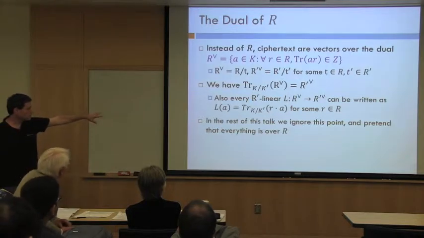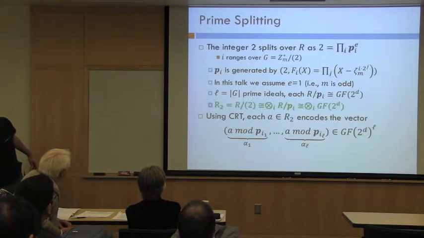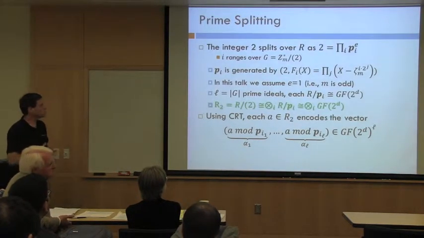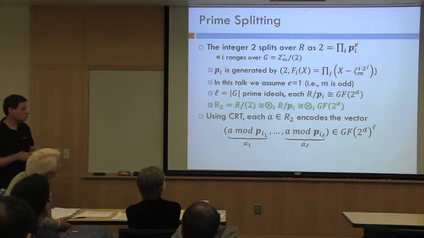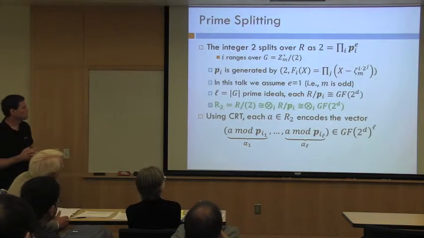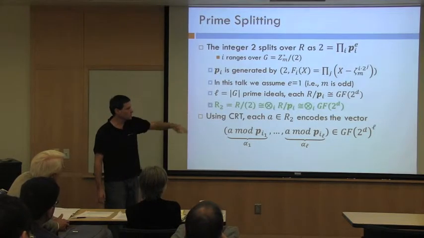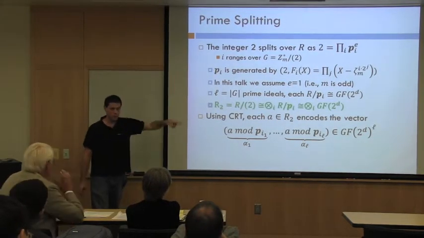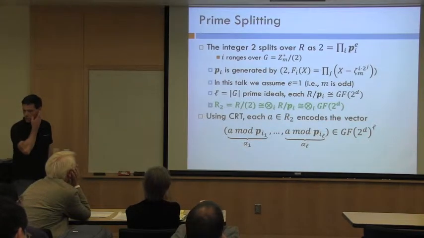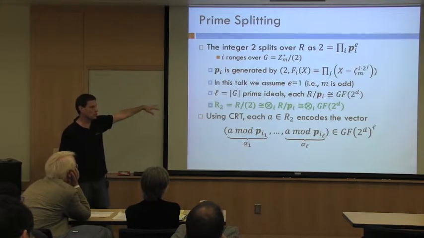And that is to say, yeah, let's ignore that, and let's pretend that everything works nicely. The last thing that I need to do before I describe the transformation is to talk about how 2, our plaintext space is mod 2, splits in the various rings. It has a prime factorization, but in this case, because it's cyclotomic, it has this specific form, the product of p_i to the power e, where e is the same everywhere. This is the ramification index, and I'm going to assume that it's 1. I'm going to ignore that e because it saves me a whole bunch of notation.